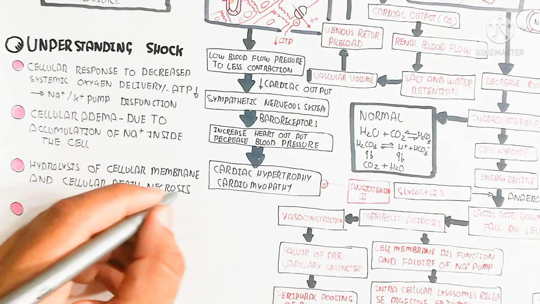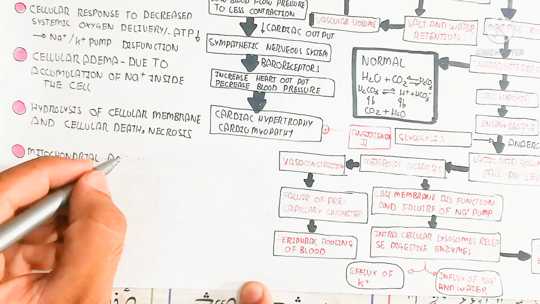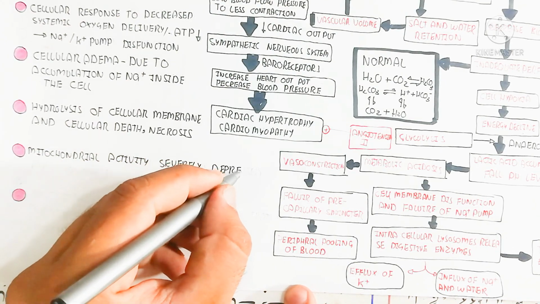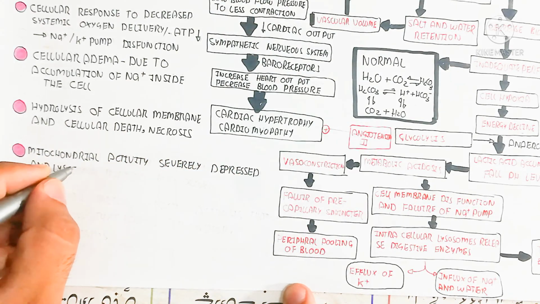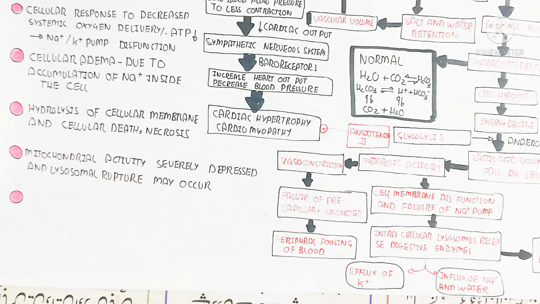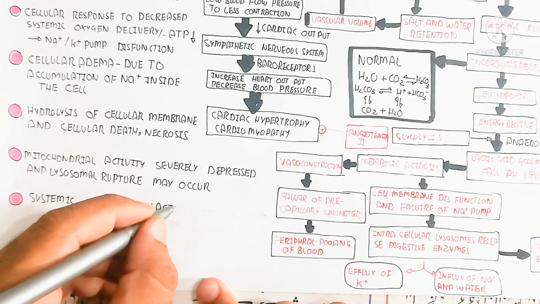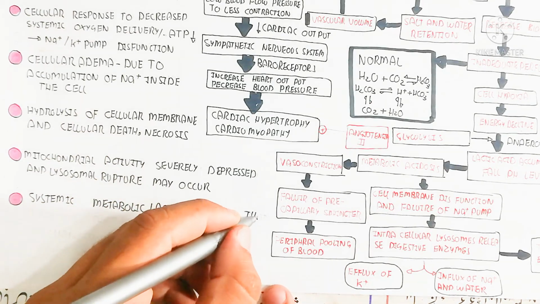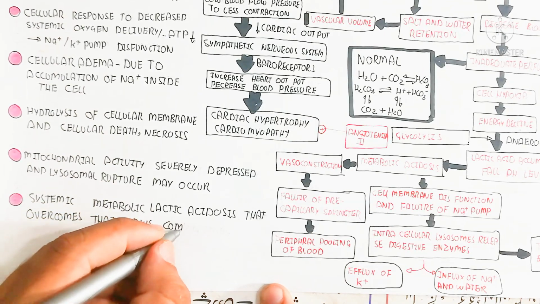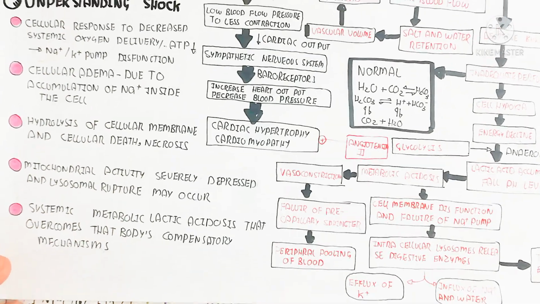activity is severely depressed, because the mitochondria is not working, because ATP is not produced and oxygen is not present. So in this way, when oxygen is not present in sufficient amounts, lysosomal rupture may occur in the mitochondria, and in this way the systemic metabolic lactic acidosis overcomes the body's compensatory mechanism, which will lead to shock. So this is the understanding about shock related to heart failure, that is the compensatory mechanism.